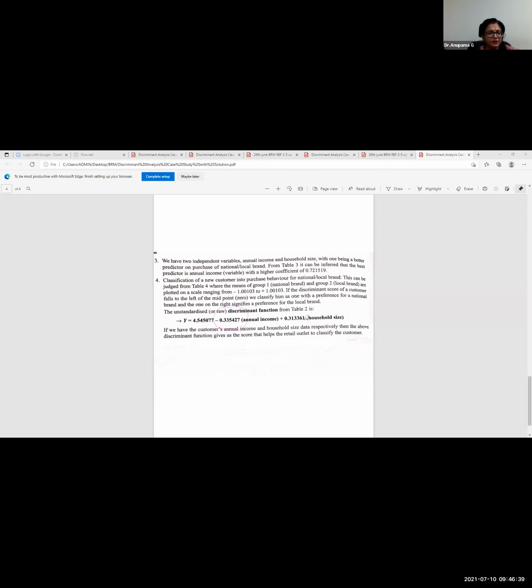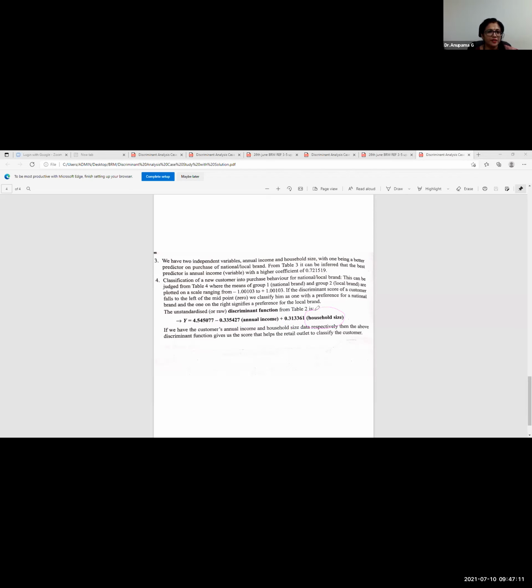The next part of the equation. So what is the standard one? Equation is y is equal to a plus k1 x1 plus k2 x2, right? So what is k2 in this case? In this particular case study solution, k2 is what I am highlighting, right? So you have all been able to identify, I know. So I'm not asking anymore, but you can also check for yourself. K2 in this case is 0.313361. X2 is household size, right?